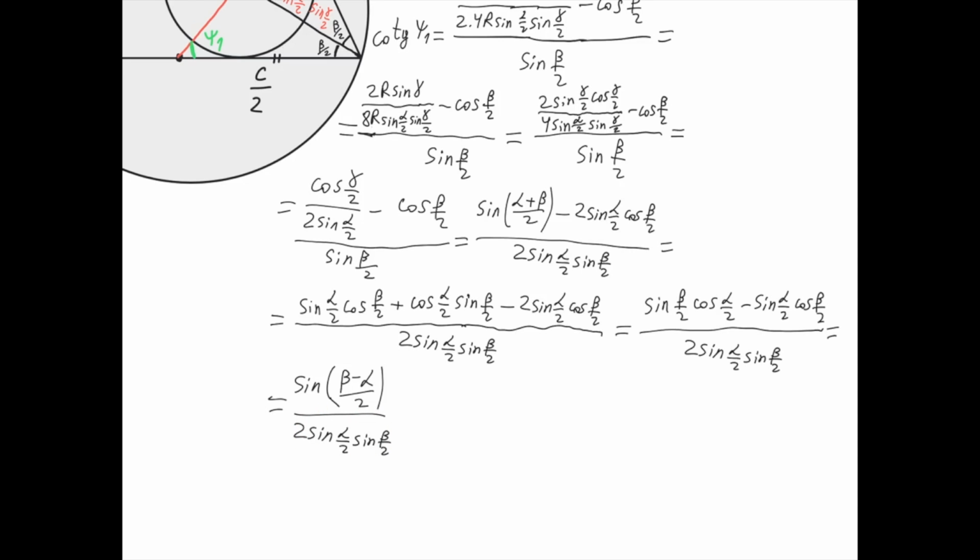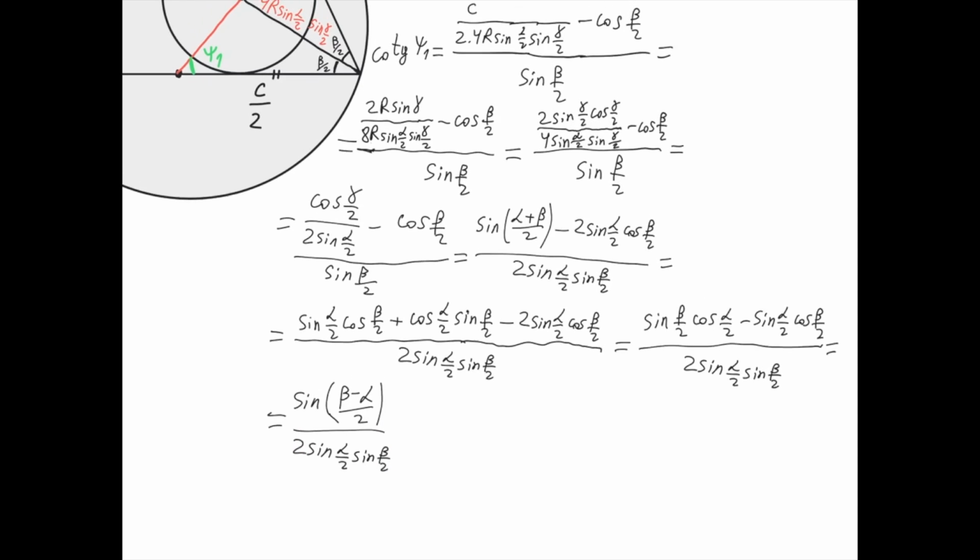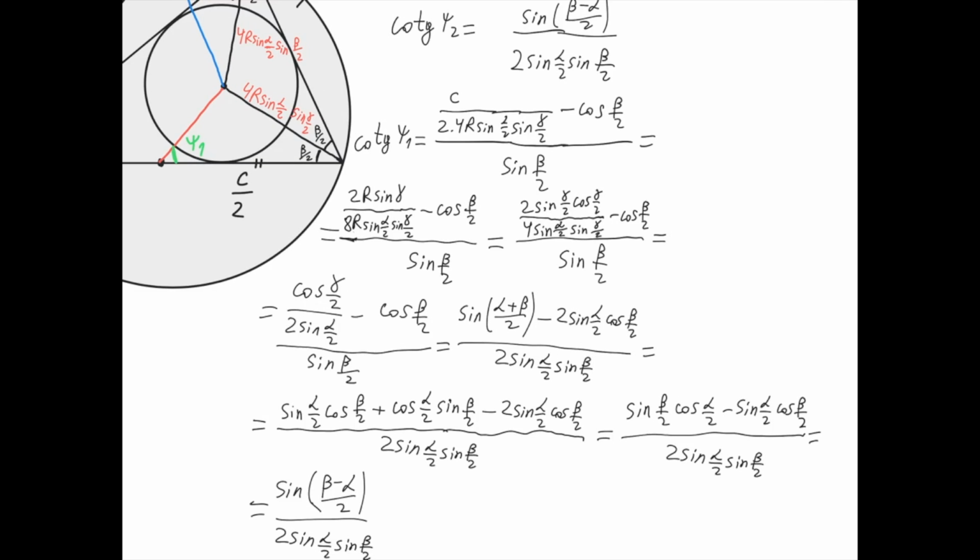And now let's see what we've got for cotangent of psi 2. You can see that we got exactly the same expression, sine of beta minus alpha over 2 over 2 sine alpha over 2 sine beta over 2, which is exactly the same as here. And therefore, cotangent of psi 2 equals cotangent of psi 1, and so psi 2 must equal psi 1 as desired.